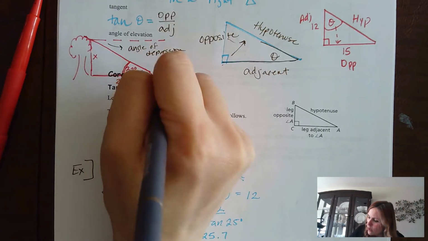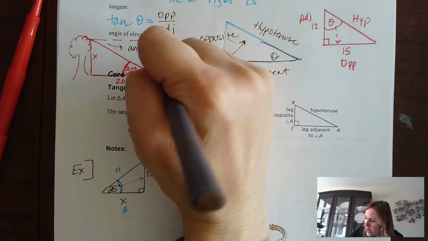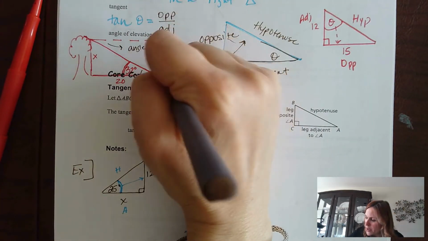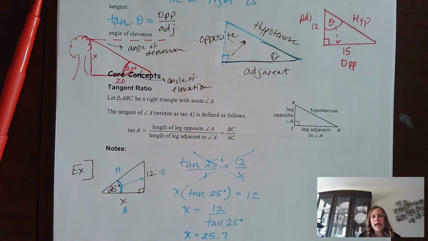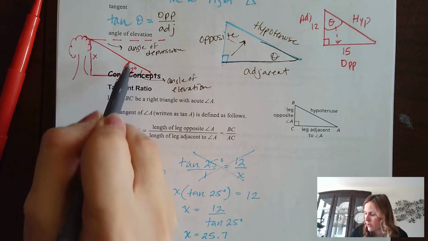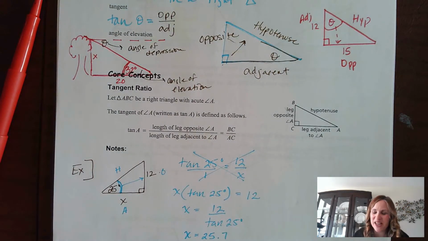And then this small acute angle over here is called your angle of elevation. I need you to notice a couple things about this. First and foremost, the angle of elevation is always an angle that's inside of your right triangle. Notice how this one's inside. Your angle of depression is outside of your right triangle.